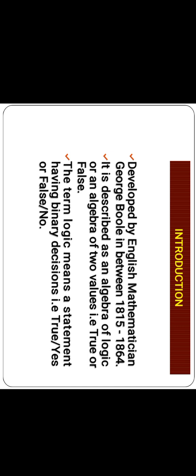These Boolean expressions are also known as Boolean formulas. We use Boolean expressions to describe Boolean functions. For example, if the Boolean expression a plus b bar into c is used to describe the function f, then the Boolean function is written as f of a, b, c equal to a plus b bar into c, or f equal to a plus b bar into c.